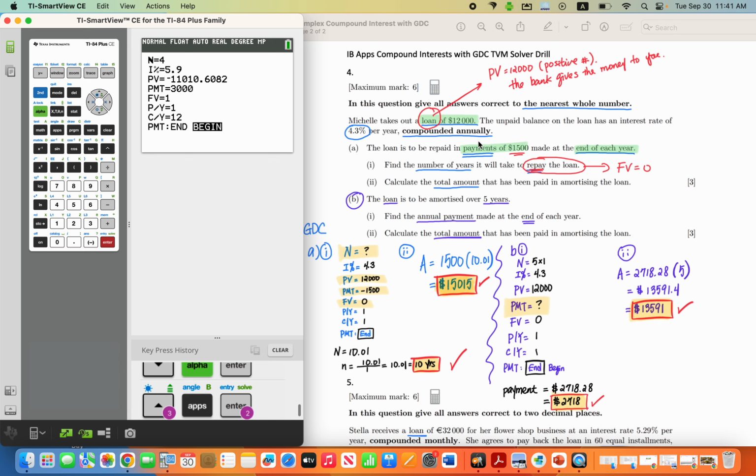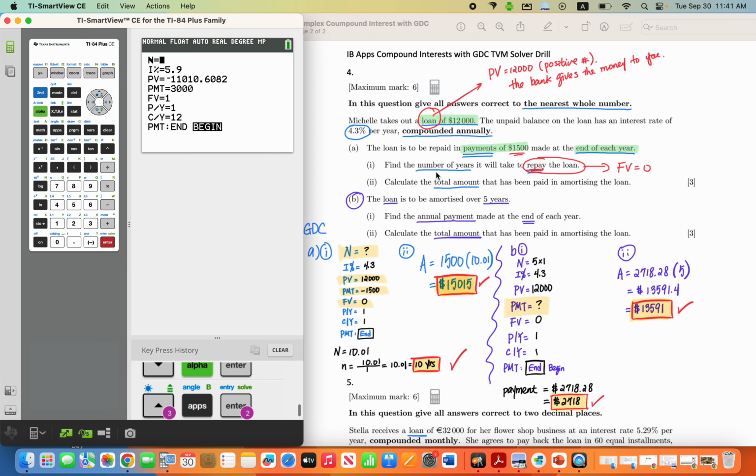So I do have a PMT of 1,500. I need to make the payment, so I take the money out of my pocket, so I will have a negative 1,500. At the end of each year, so every year I just make one payment. So P/Y will be 1.